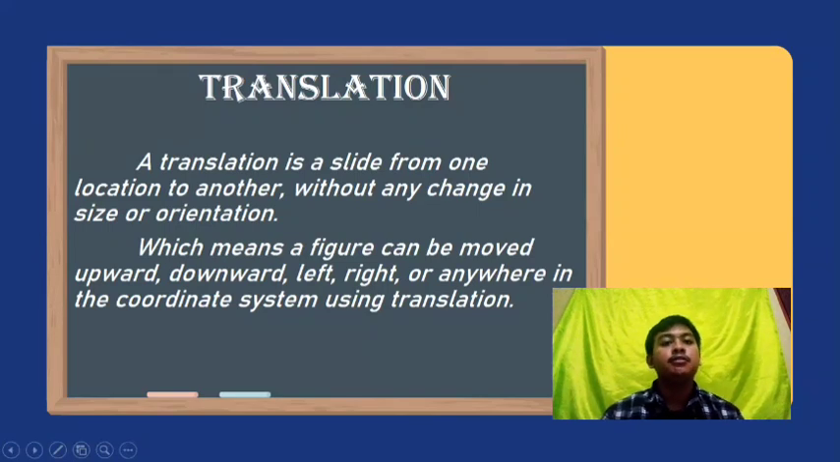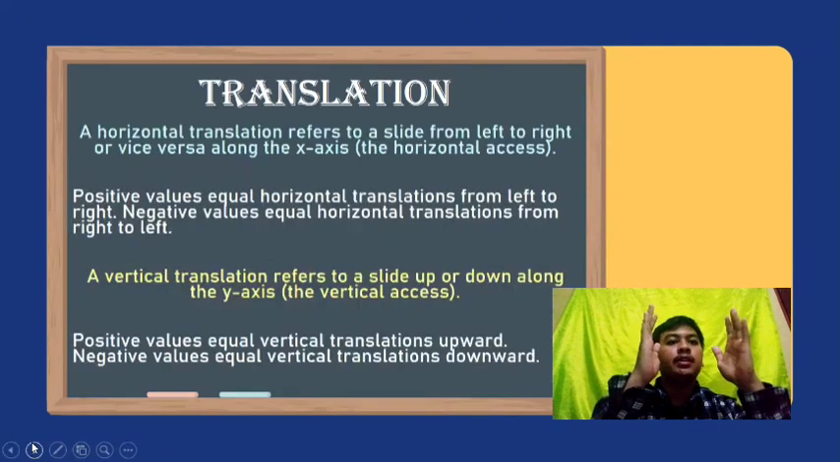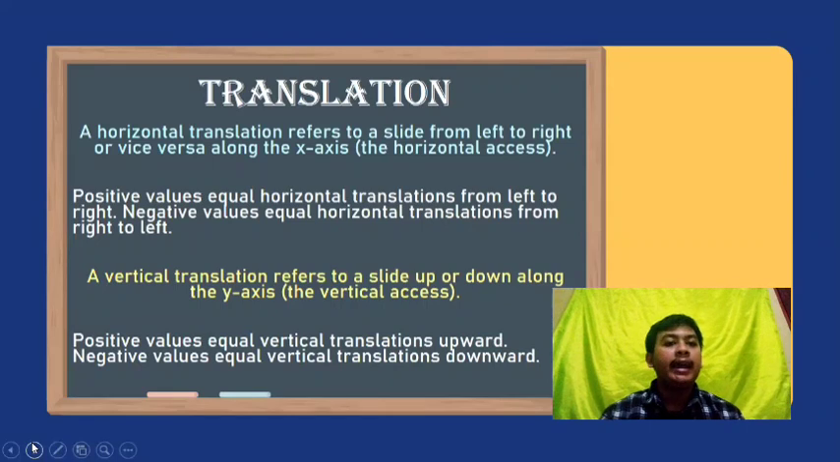A translation has two types, a horizontal translation and a vertical translation. A horizontal translation refers to a slide from left to right or vice versa along the x-axis. A positive value equals horizontal translation from left to right, and a negative value is translation from right to left. A vertical translation refers to a slide up or down along the y-axis. A positive value equals translation upward and a negative value translation downward.